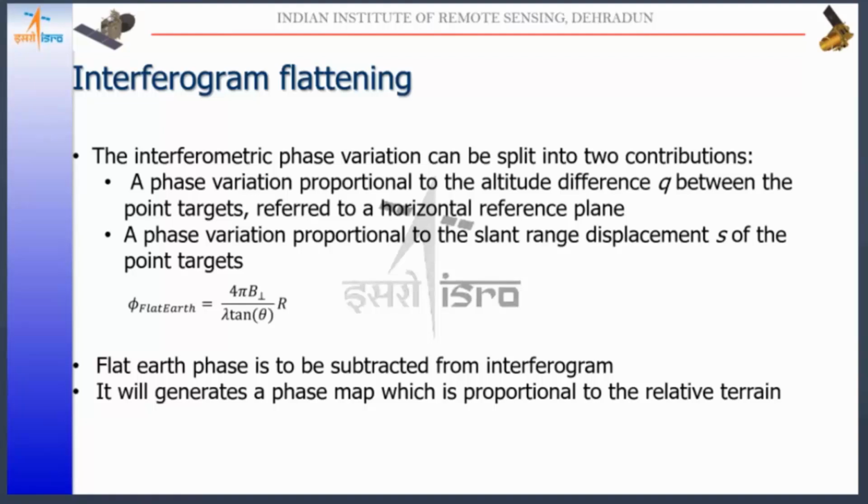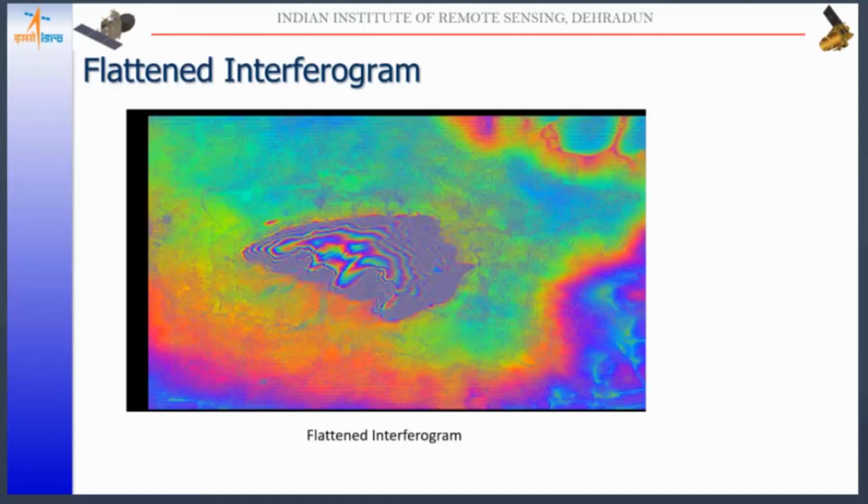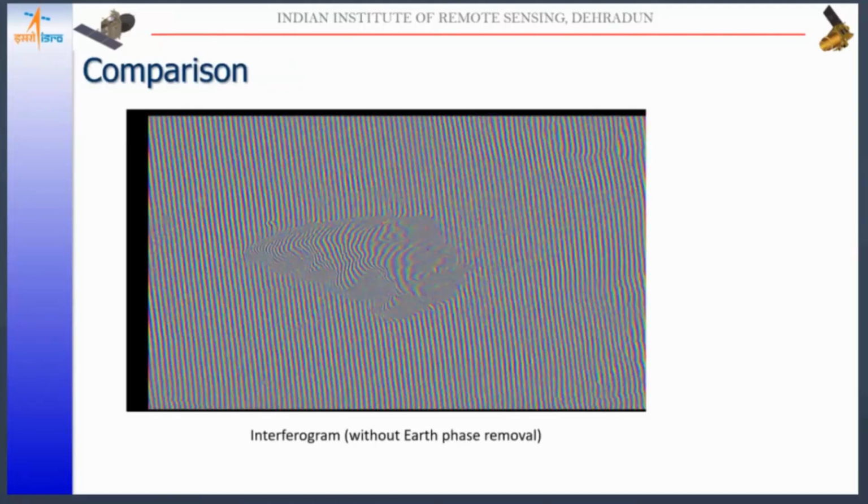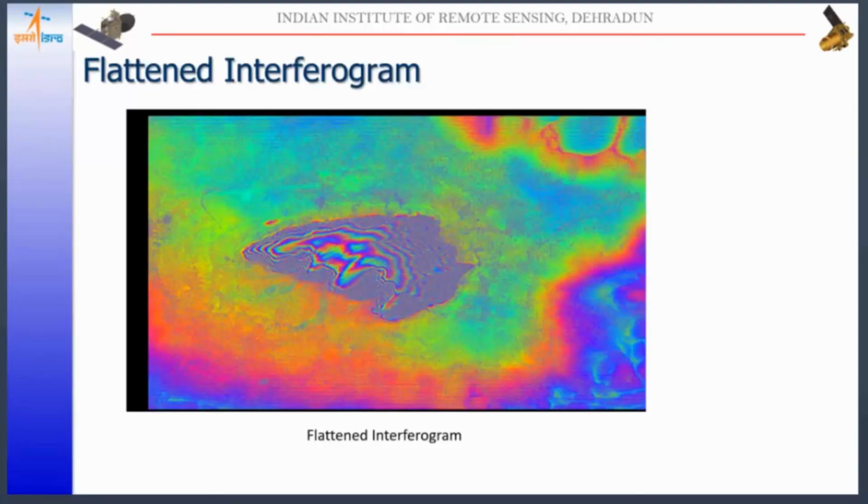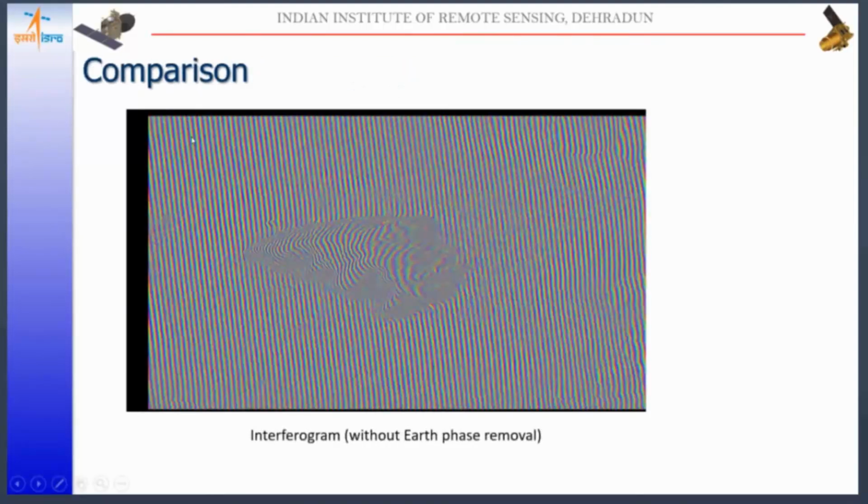It will generate a phase map which is proportional to the relative terrain. Okay, so this is the flattened interferogram. Here you can compare. This is without flat earth phase removal, and this is the flattened interferogram. You can see these common parallel fringes. These are our flat earth fringes, and these flat earth fringes we have to remove.